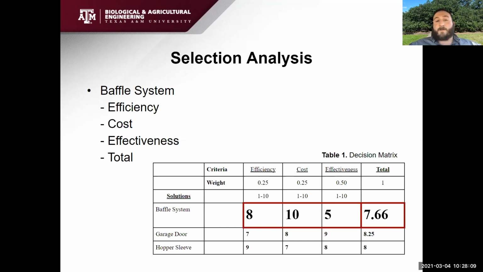As far as effectiveness goes, there is still about 2 to 3 feet of openness from the top of the baffle to the bottom of the truck hopper. So as that grain falls, it's open to the atmosphere, so dust can still be emitted and escape while it's falling. That's why we went with a 5. It's one of the least effective out of the 3 solutions we came up with. So in total, we rated it about 7.5, 7.66.